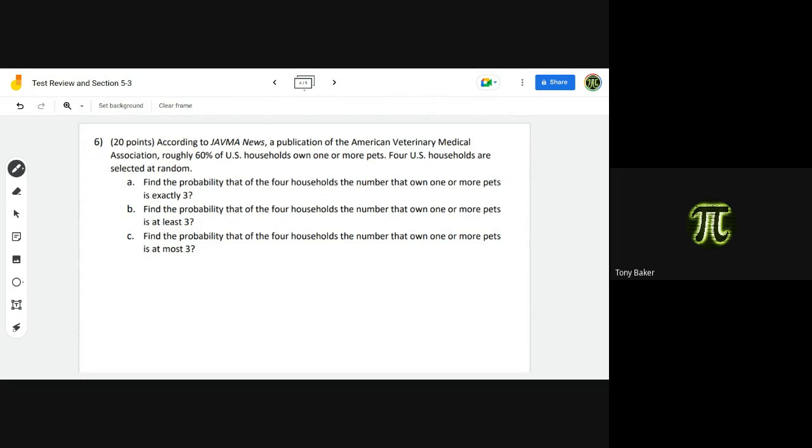All right. So what's my P in this situation? Yeah. So remember, change it to a decimal. So it's 0.60. And what's my N? 4 U.S. households. Okay. So now we're going to do R equals 0, 1, 2, 3, and 4.